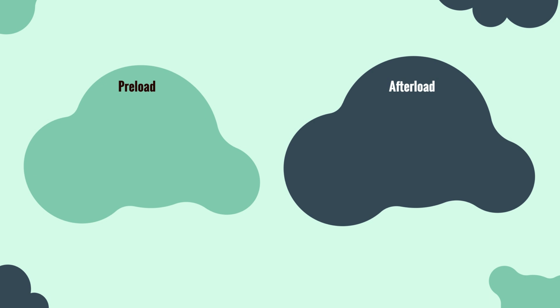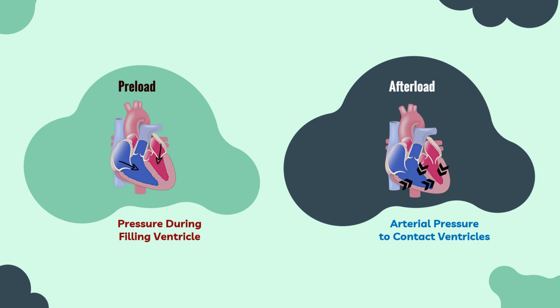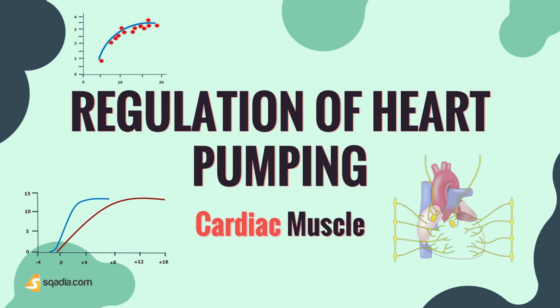Sometimes the afterload is loosely considered to be the resistance in the circulation rather than a pressure. The importance of the concepts of preload and afterload is that in many abnormal functional states of the heart or circulation, the pressure during filling of the ventricle is called as the preload, and the arterial pressure against which the ventricle must contract is called as the afterload. This was all about this section. In our next section, we will talk about the regulation of heart pumping.